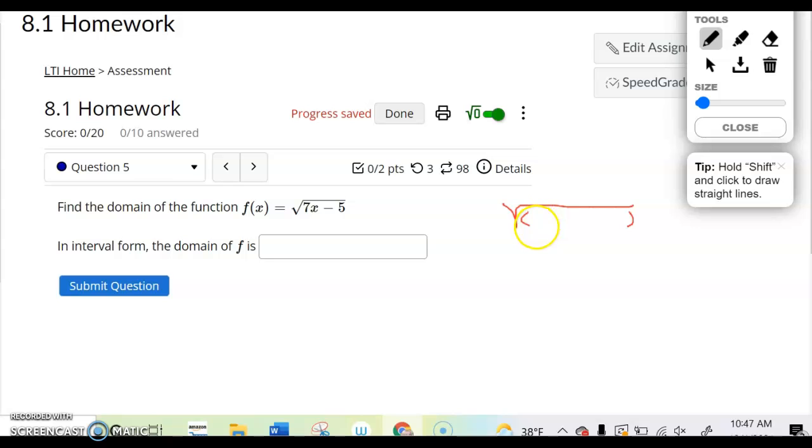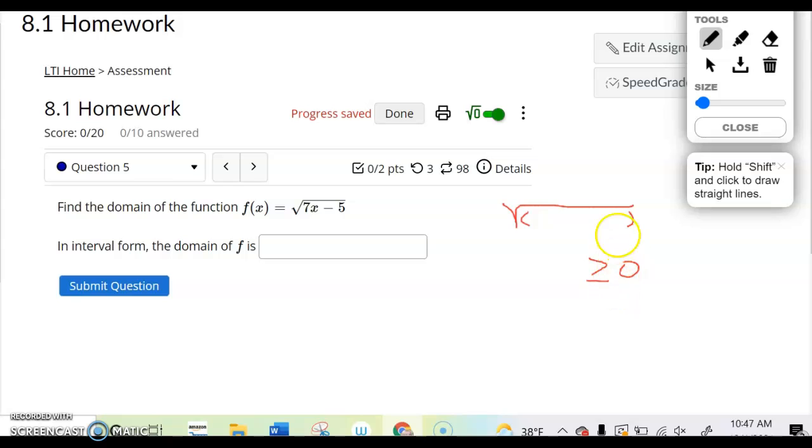Can the numbers be negative? Is it okay if they end up negative under there? Well, no, it's not. We can't have negative numbers under a square root. What about 0? Can 0 be under a square root? Well, yes, it can. 0 is okay. And then positive numbers are okay. So basically, we know whatever is under that square root needs to be greater than or equal to 0.